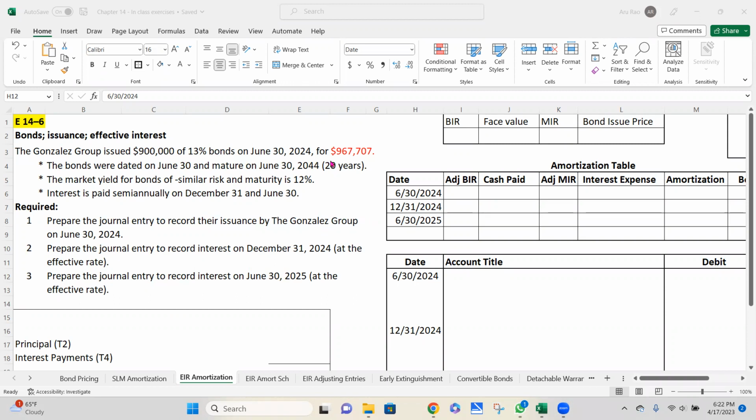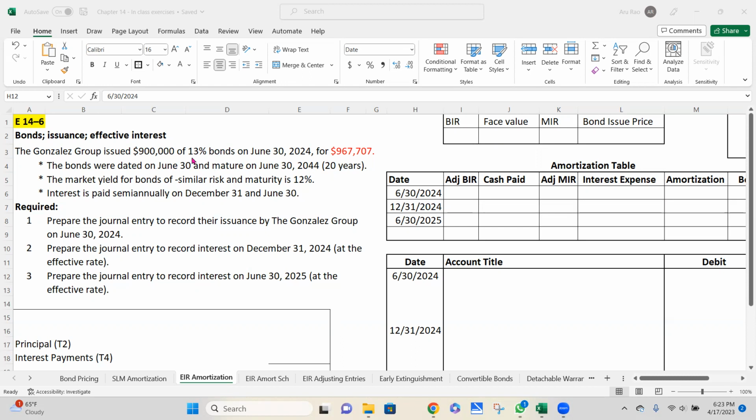for, they've given us a bond issue price, $967,707. However, we will calculate the bond issue price just to make sure we have an understanding of where they came up with this number. The bonds are dated June 30th and mature on June 30th, 2044. So they're 20-year bonds. Bonds of similar risk issue 12%.